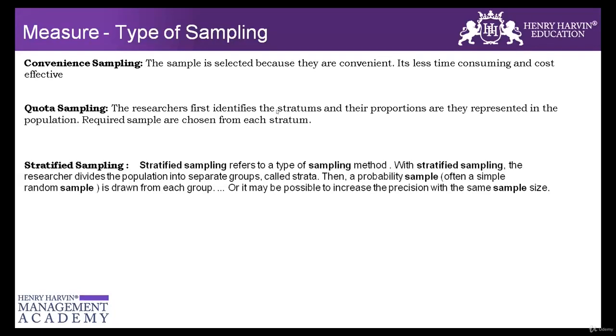If we read the definition, it says stratified sampling refers to a sampling method. With stratified sampling, the researcher divides the population into separate groups, called strata. Then a probability sample, often a simple random sample, is drawn from each group. So like I said, after that you would do randomness, and it may be possible to increase the precision. We will talk about what precision is. But for now, stratified sampling is one particular technique which you should look at while doing sampling. Is it clear to all of you?